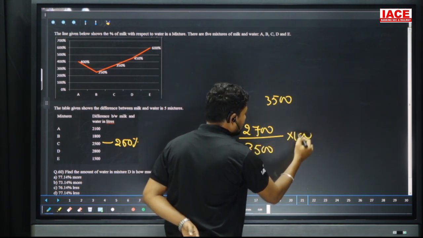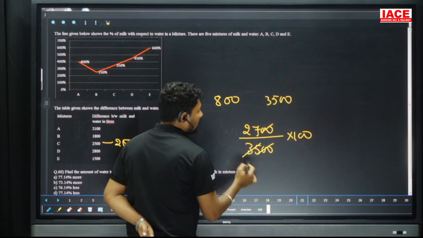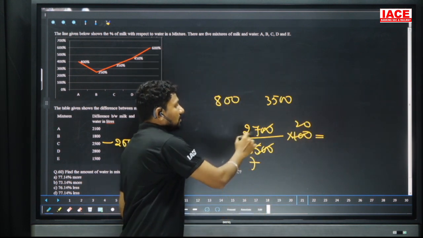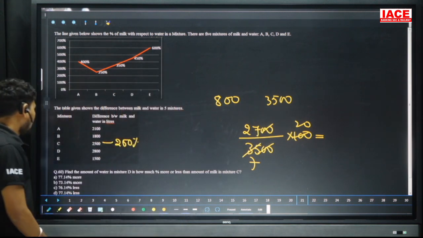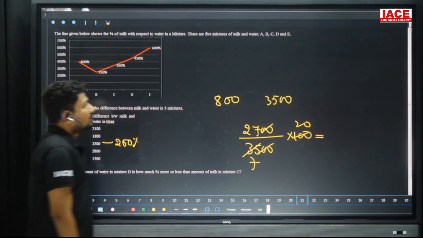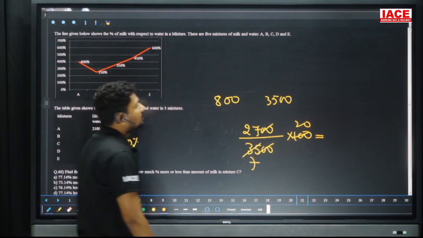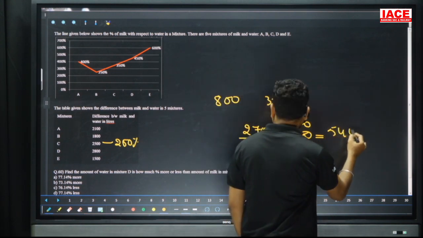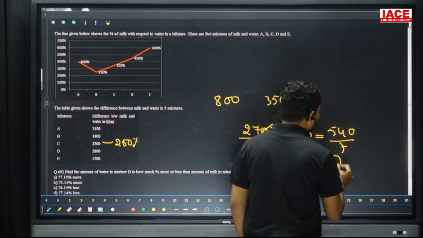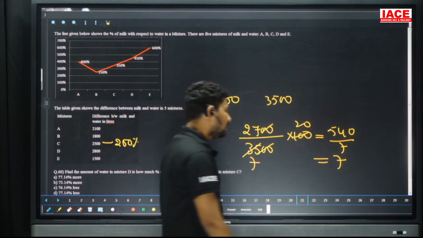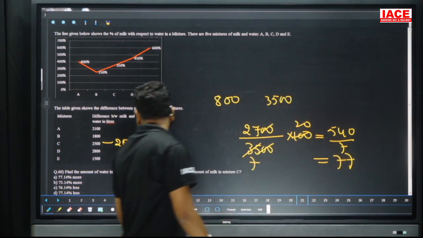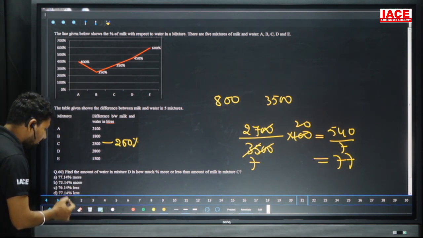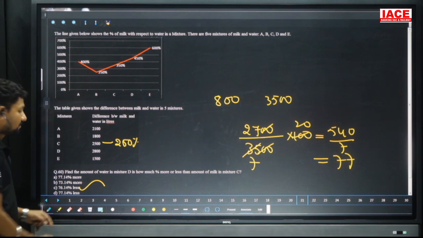We need percentage, so multiply with 100. Double 0 cancel. 5 sevens are and 5 twenties are. So 27 into 20 by 7. We need an approximate value. 7 threes are 21, 27 twos are 54, so 540. 540 is divisible by 7. 7 sevens are 49, remaining is 50. Again 7 sevens are 49. That means 77 point something is required. So the less value is only 77.14% less. The option is D.